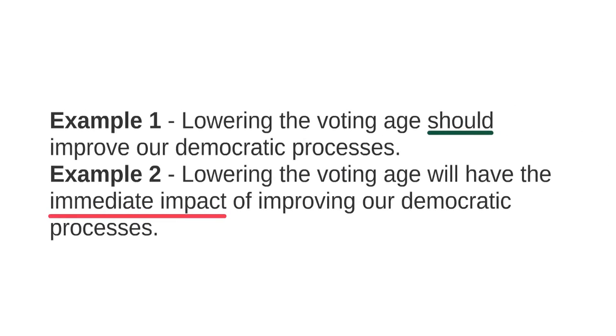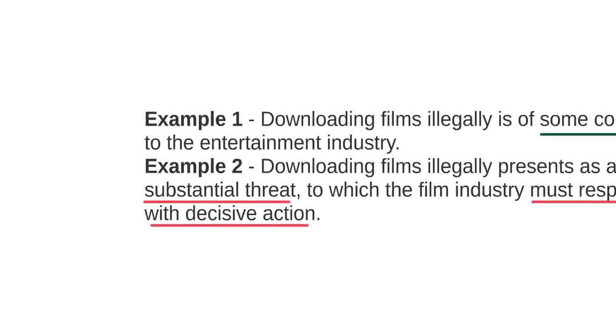When we use these words in sentences, it makes the reader feel a lot more certain about what they're being told. Let's look at the first example. Lowering the voting age should improve our democratic processes. Should is low modality. It shows some level of uncertainty. In example 2, lowering the voting age will have the immediate impact of improving our democratic processes. This high modality expresses certainty and has a stronger impact on the reader.